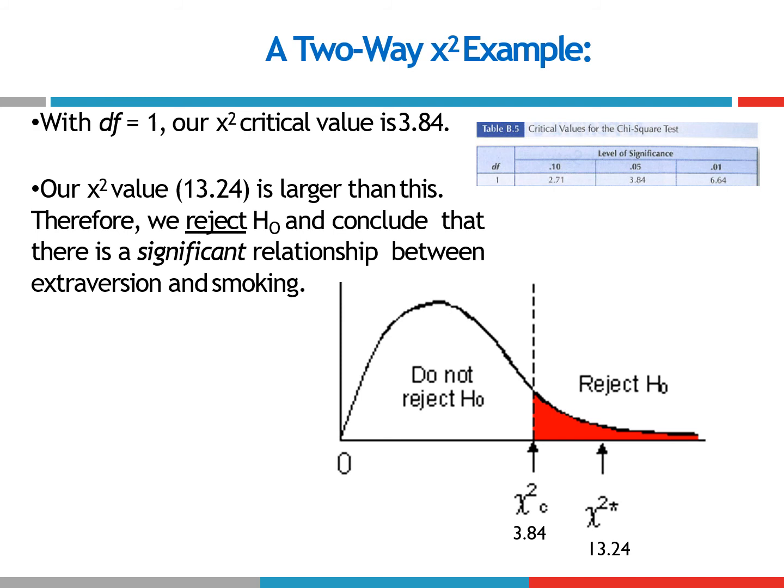So if our obtained chi-square value is larger than our critical value, then we can conclude that there is a significant relationship between extroversion and smoking, and we can reject the null hypothesis, right? So 13.24 is certainly larger than 3.84, so we can feel comfortable rejecting the null hypothesis and assuming that there is a relationship between our variables.